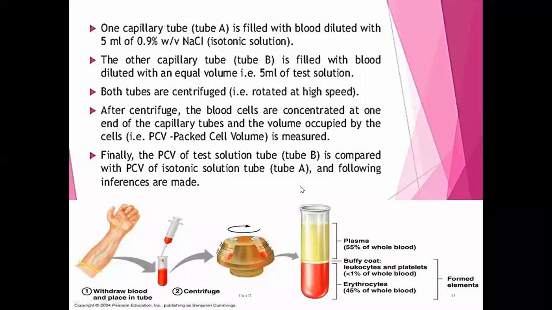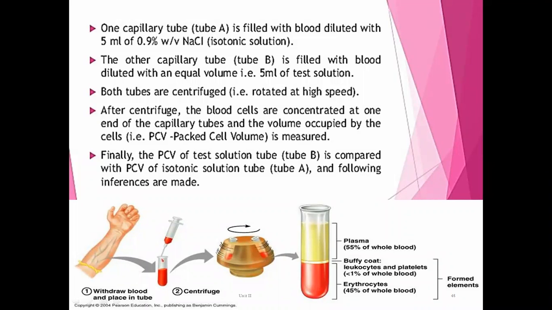After centrifugation, the blood cells are concentrated at the end of the capillary. Then RBCs will settle down at the bottom of the tube. The volume occupied by this packed cell is measured. Finally, the packed cell volume of the test solution is compared with that of the isotonic solution.